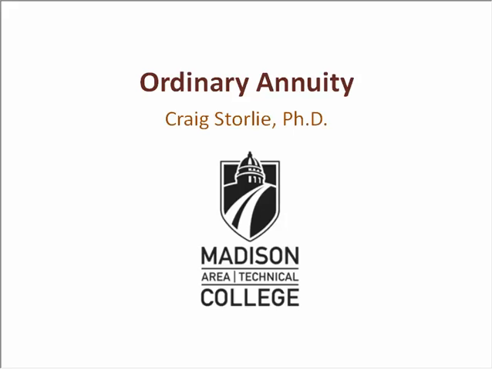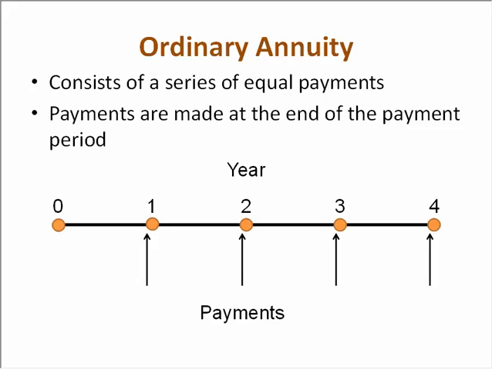An ordinary annuity is a financial instrument that we use to either save money while we are compounding that money, or we can use it to take a series of payments from a lump sum of money. An ordinary annuity is one type of annuity, and like all annuities, it consists of a series of equal payments. Equal payments meaning the dollar amount is the same for each payment or withdrawal, depending on how you're using the annuity. And it is a series of payments.